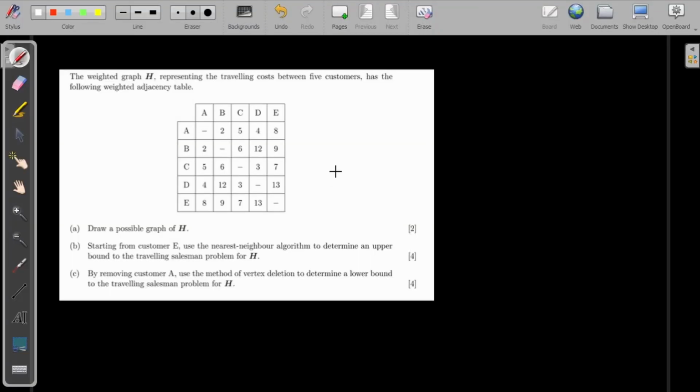Hello. In this question, we will see a traveling salesman problem, a classical problem of traveling salesman problem. Now let's read it. The weighted graph H representing the traveling cost between 5 customers has the following weighted adjacency table. Question A, draw a possible graph for H.